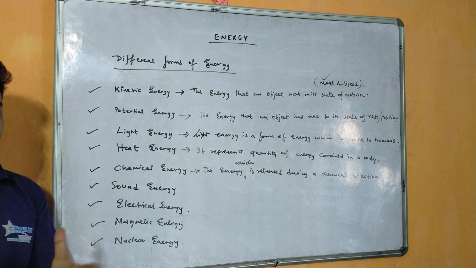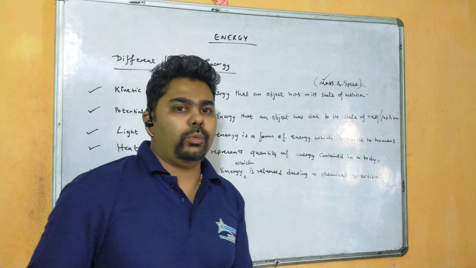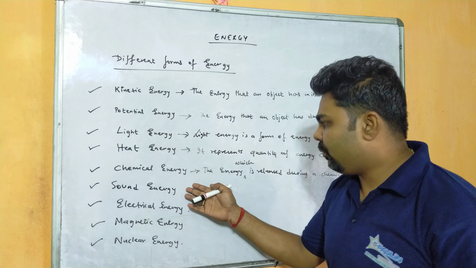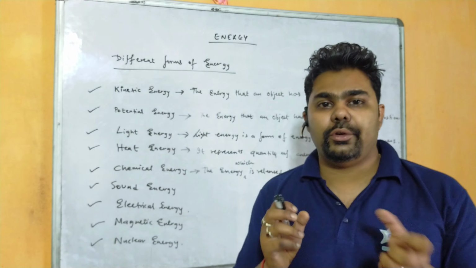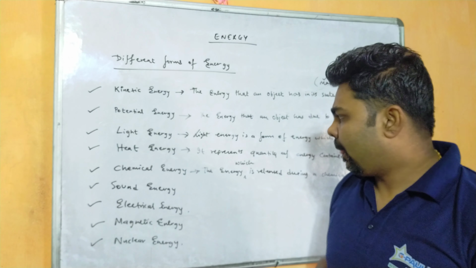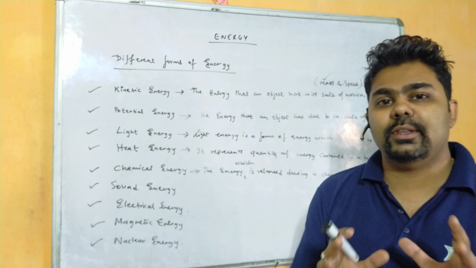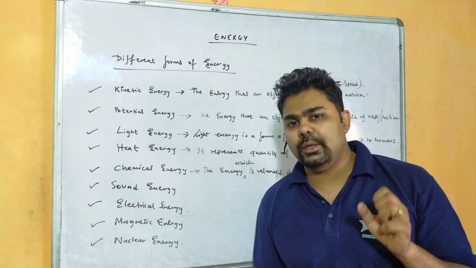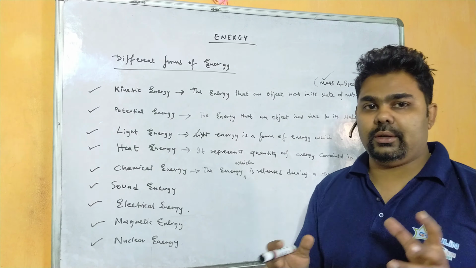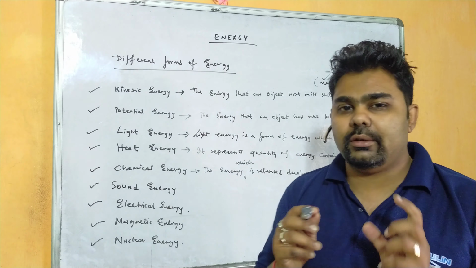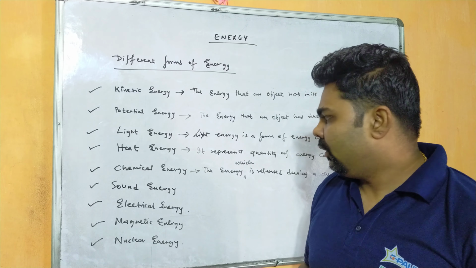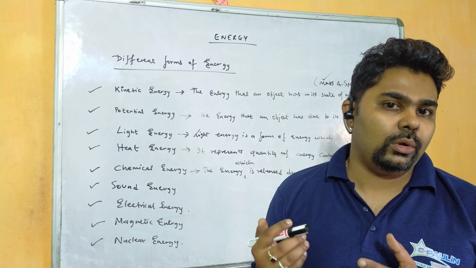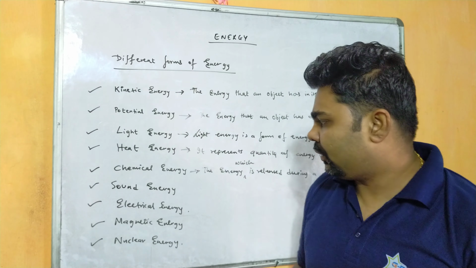Now next we have sound energy. Sound is also a form of energy which enables us to hear. It helps the auditory nerves in sensing the sound, sensing the vibration. Generally sound is produced due to vibration, and we can sense that vibration by the eardrums. Our eardrums also start vibrating. So sound energy is a form of energy which helps us to hear sound, or which helps our auditory nerves.